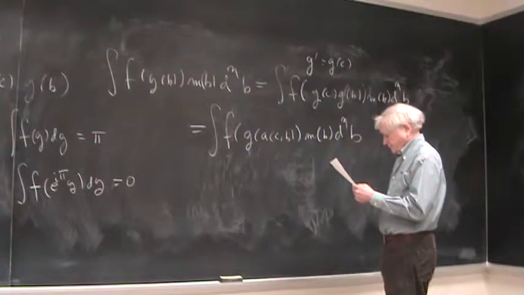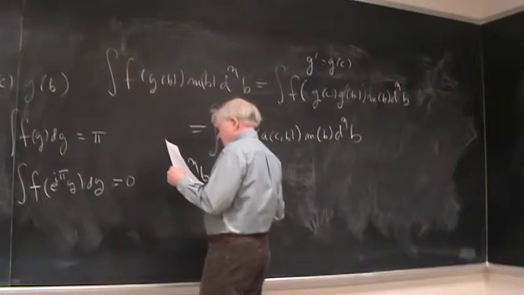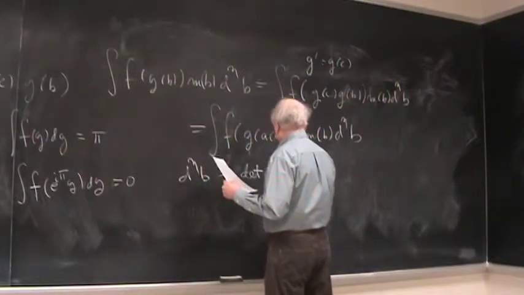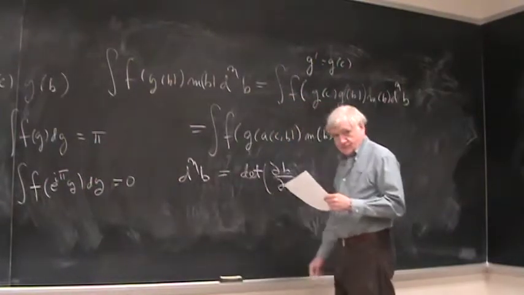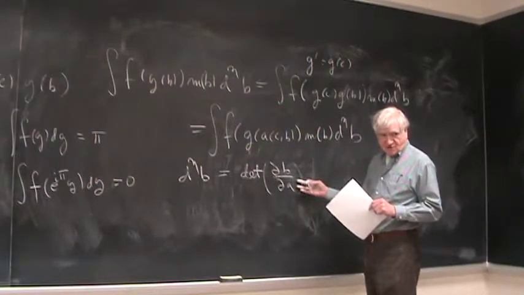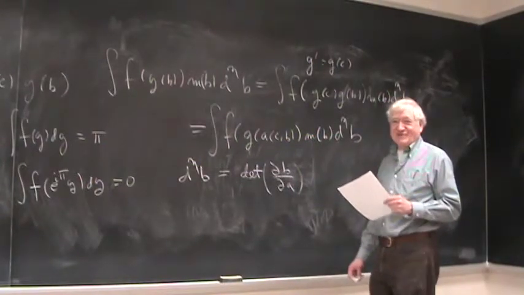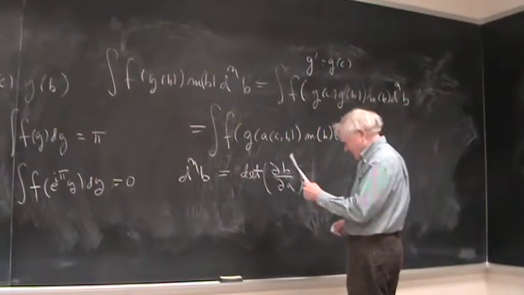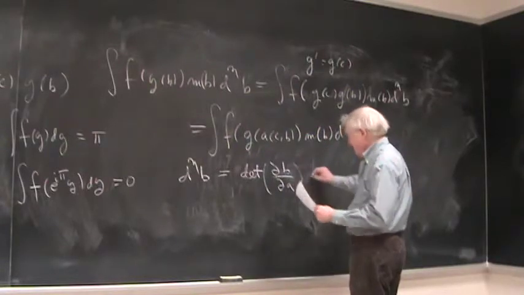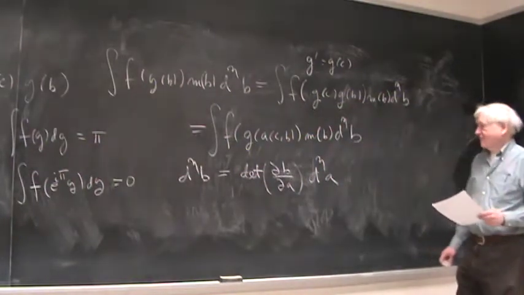Now what we're going to do is change variables. We're going to say dnb is equal to the determinant of the partial of b with respect to a, the Jacobian, in other words. For SU2, this would be a 3x3 matrix. In fact, that's going to be a homework problem. I did it last night, actually. Got it wrong two or three times and finally got it right. It only takes minutes. DNA, so I'm back to my pun. Okay, so that's what that is.